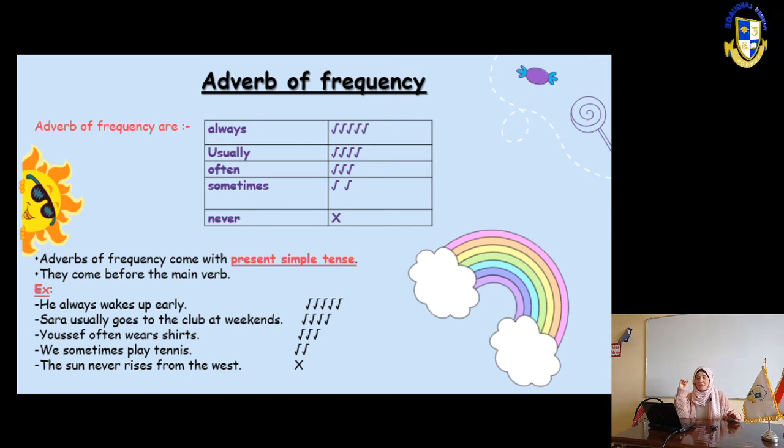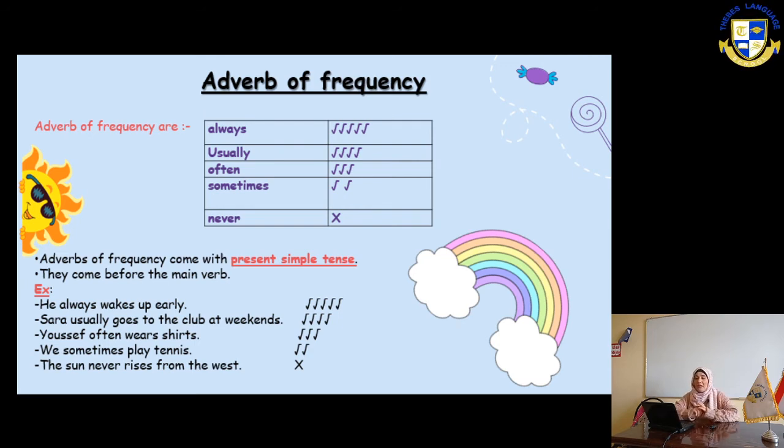They come before the main verb. We have always, usually, often, sometimes, and never, and then we have a verb. She sometimes goes to the cinema. Sometimes, then goes. The verb is the main verb. I sometimes visit my grandma. Sometimes, and then we have the verb which is visit. So, always, usually, often, sometimes, and never, there is a verb that comes after them.